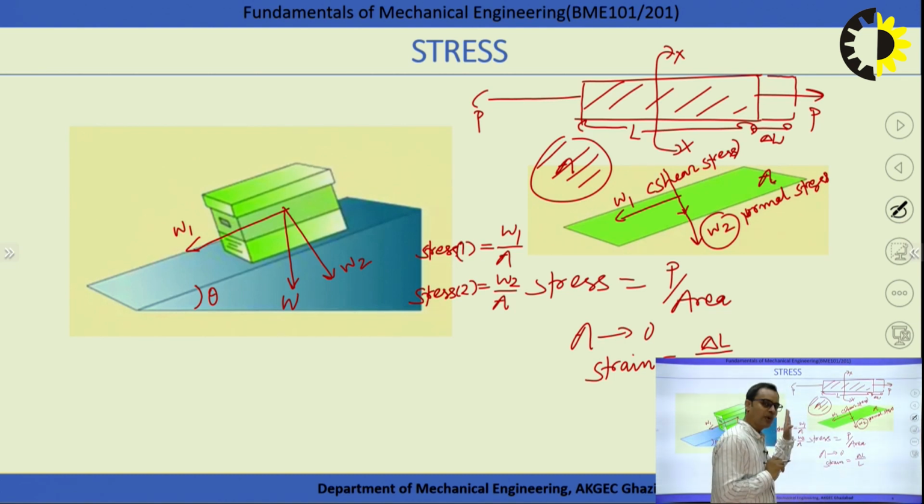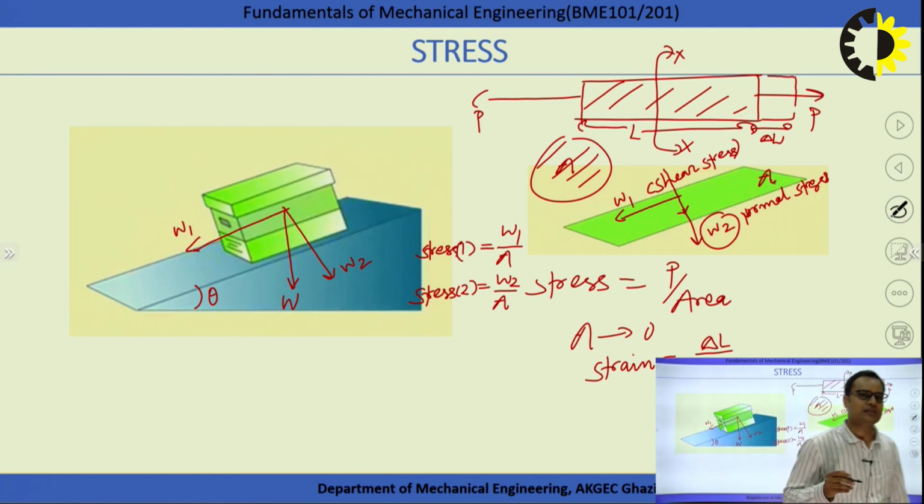I am only restricted to the definition. What is stress? Load by area. Which load do I have to consider? One is the normal load. If the load is normal, the stress produced is the normal stress. If the load is shear, meaning tangential, the stress produced is the shear stress, right? So we can easily see the components of the stress. Now we have two components of the stress: one is the normal component, another one is the shear component, right?